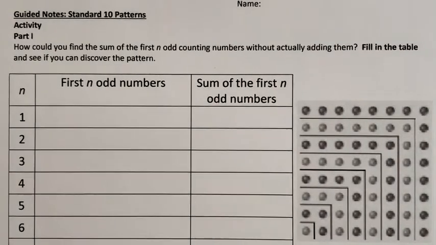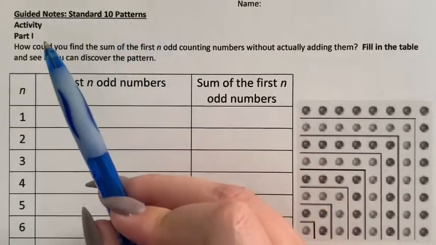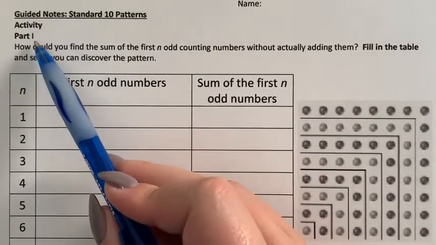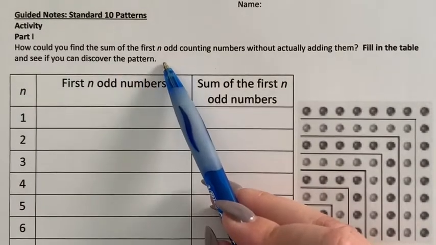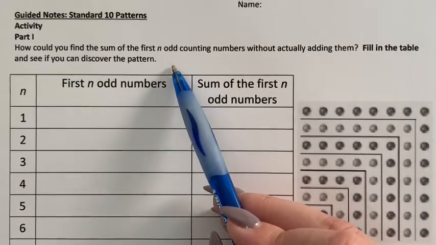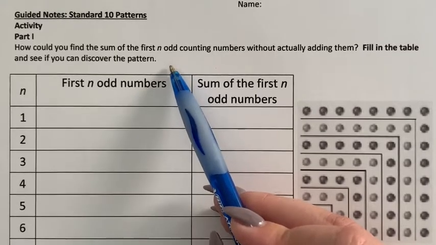Hi everybody. We're going to take a look at guided notes for standard 10 patterns, and we're going to start with two different activities. So our part 1 activity says, how could you find the sum of the first n odd counting numbers without actually adding them? Fill in the table and see if you can discover the pattern.